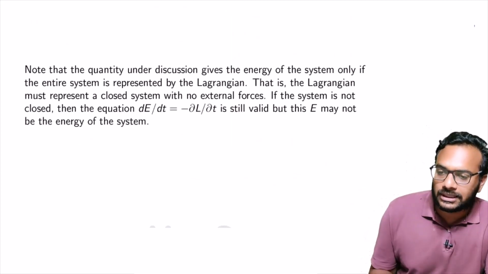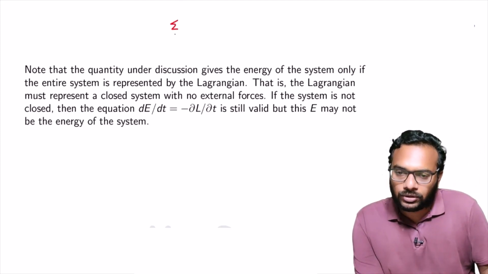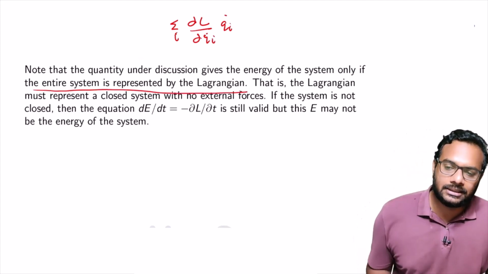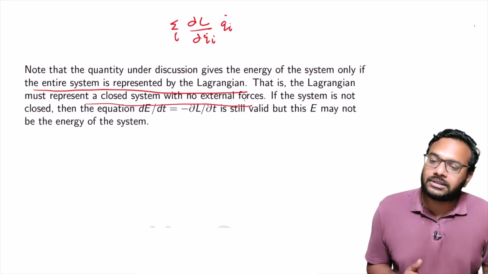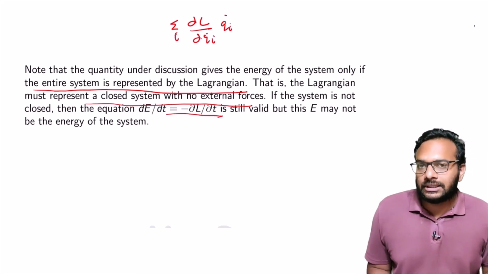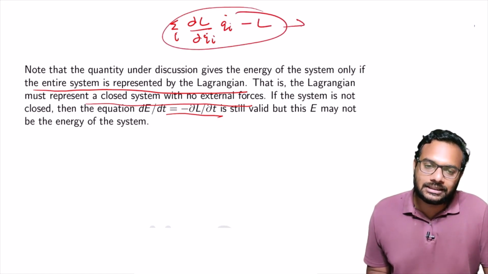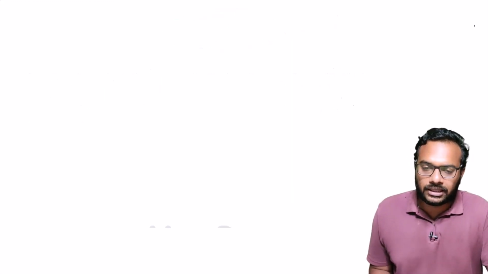So here I have written it down. What's the quantity under discussion? It is the summation over i of ∂L/∂q_i dot minus L. This gives the energy of the system only if the entire system is represented by the Lagrangian. The Lagrangian must represent a closed system with no external forces. If the system is not closed, then the equation may be valid, but E may not be the energy of the system. In a simple case, we have shown that this gives you T plus V in the case of Cartesian coordinates. So with that, I think we can conclude today's session.